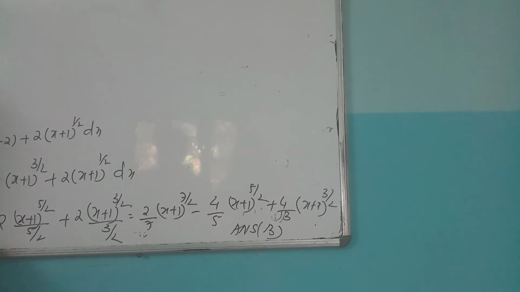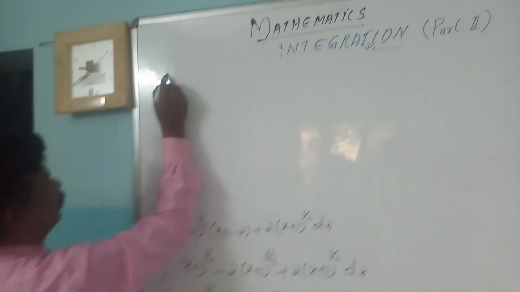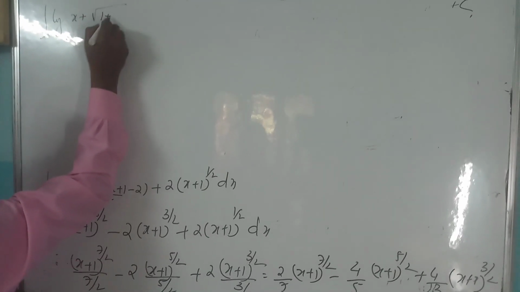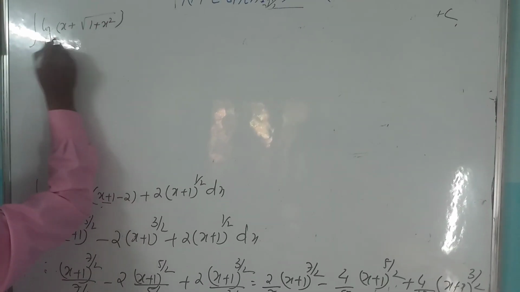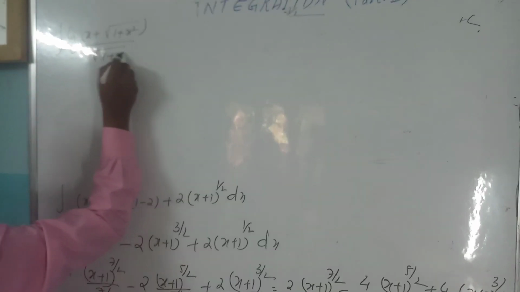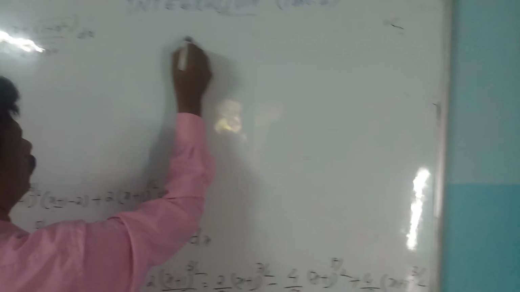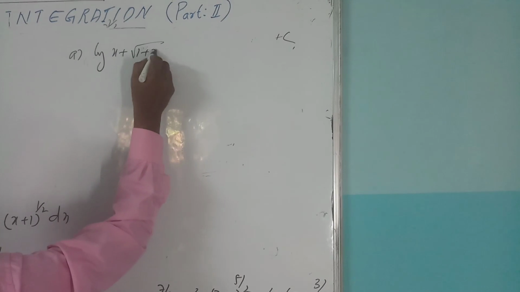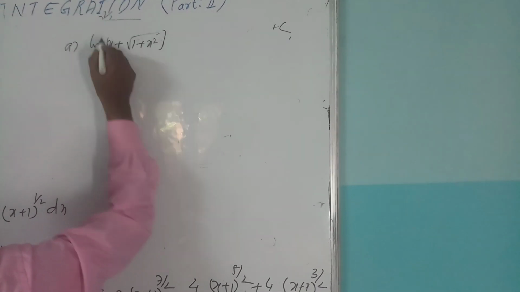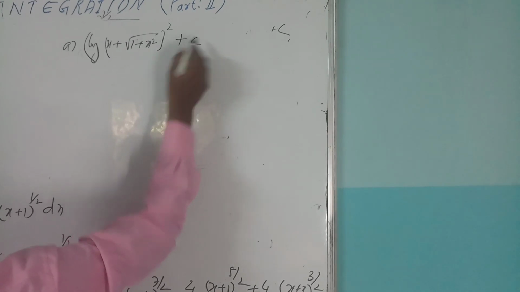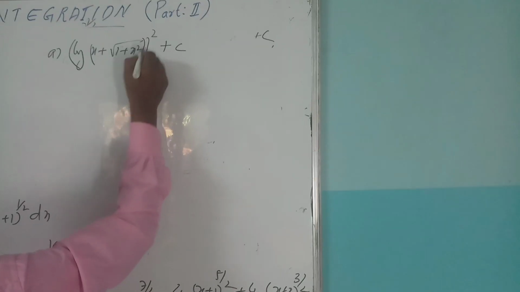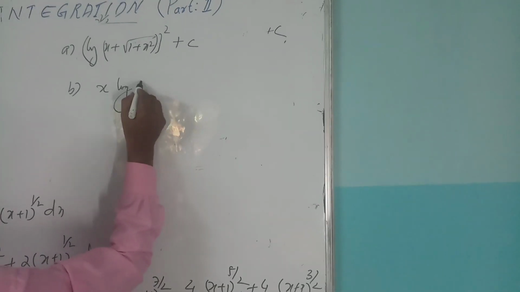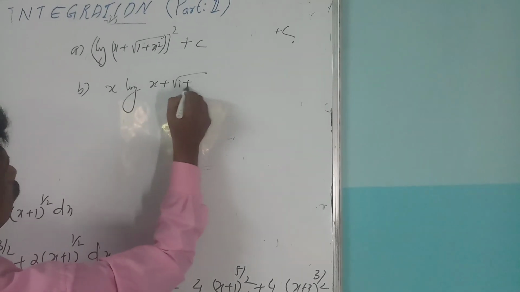Read the question. Integral of log of (x + root of (1 + x²)) by root of (1 + x²) dx. Choices: first, log of (x + root of (1 + x²)) the whole square, plus C. B, x log (x + root of (1 + x²)) plus C.